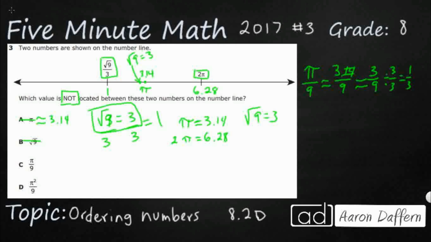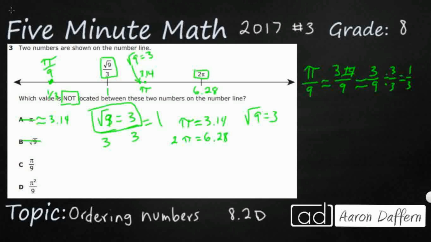So that is a fraction. It is not a whole number. That is definitely falling down here somewhere. So I'm going to put 1/3 about, really it's pi over 9. So that's definitely outside. Let's check D to make sure that's incorrect.